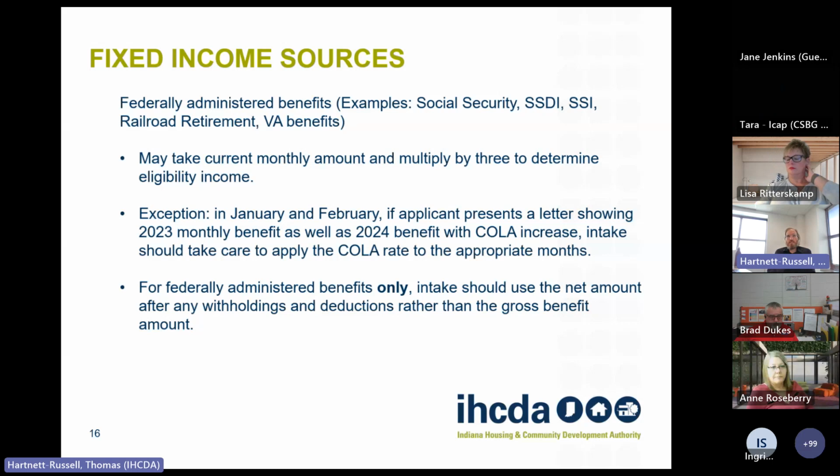For December, obviously, you would be using just the 2023 amount. Once you hit March, you'd be using January, February, March, all under the 2024 amount. So it's only January and February where you're going to have that blend of both rates. And for federally administered benefits only, intake will use the net amount after any withholdings and deductions rather than using the gross amount.